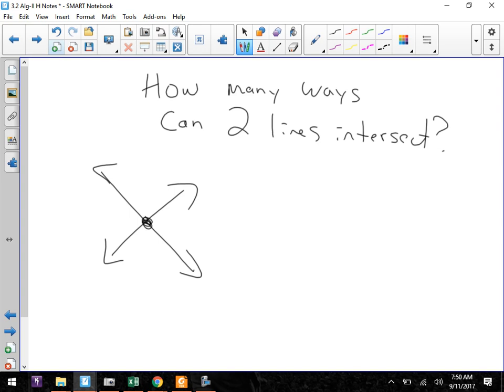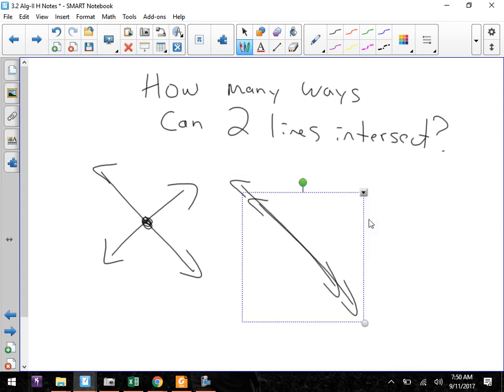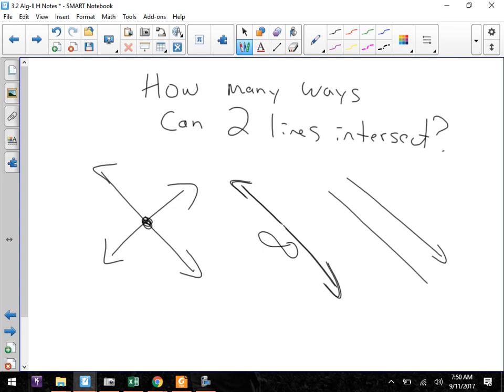They can intersect infinitely. How do they intersect infinitely? Same line, right. If they're the same line, they can intersect infinitely, like that. And then there's one other way. Zero. They could not intersect. How do they not intersect? If they're parallel. Okay. So there's three ways that lines can intersect, or not.